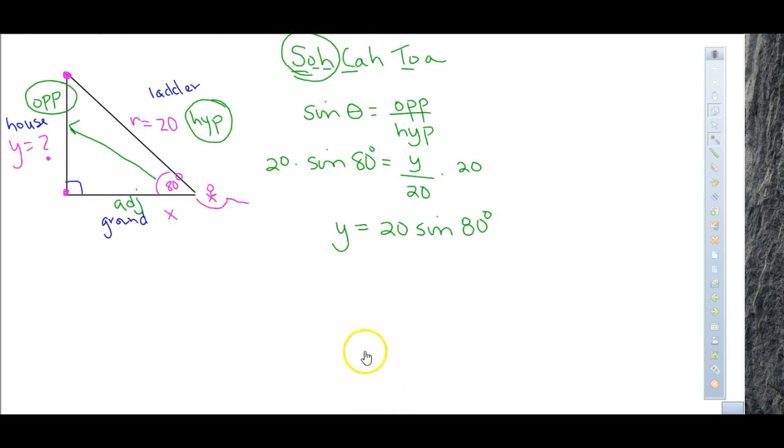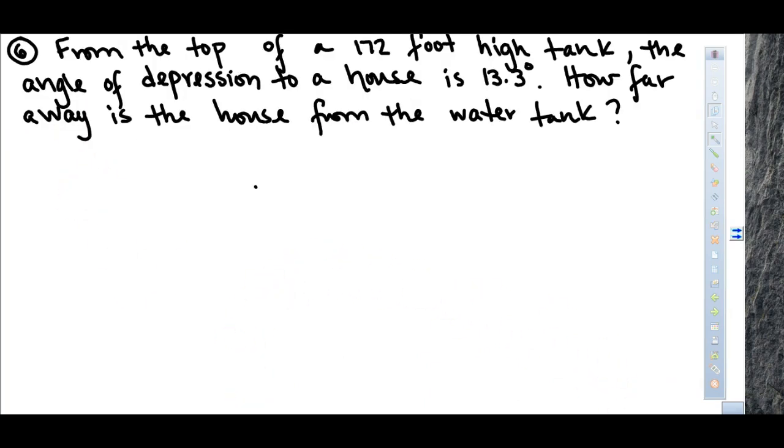Okay? All right. If you do have a calculator, remember your mode needs to be in degrees. We cannot use our unit circle for this because 80 degrees is not on your unit circle. So you're just going to have to type this into your calculator the way you see it, and you get about 19.7 feet is how high up that house the ladder would be. Okay? All right. Number 6.